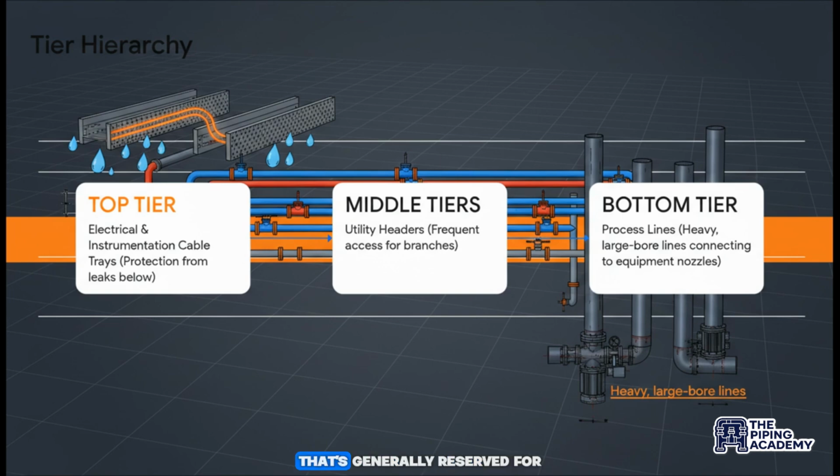Up at the top tier, that's generally reserved for electrical and instrumentation cable trays. And why is that? Well, it's simple. Pipes leak. If a water line bursts, it's going to rain down on everything below it. If that water hits a high-voltage cable tray, you've just caused a power outage. So placing electrical items at the top protects them.